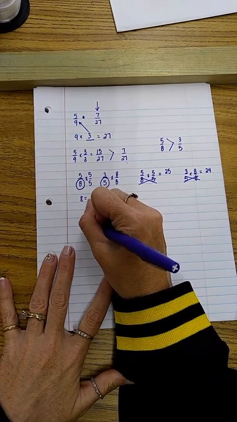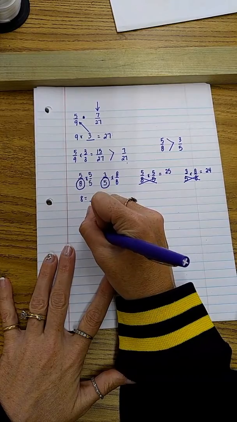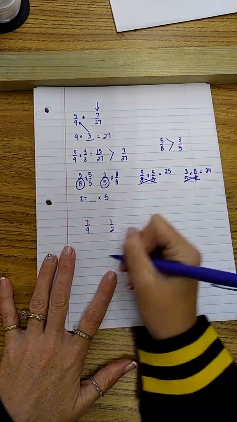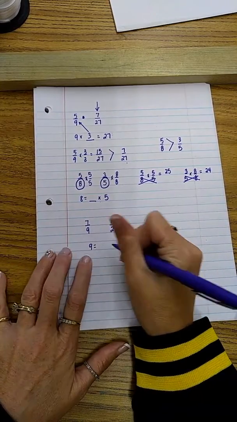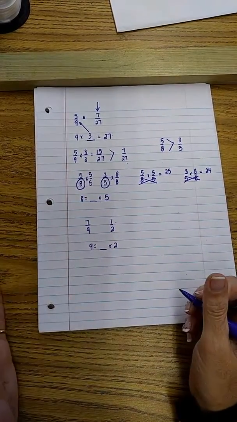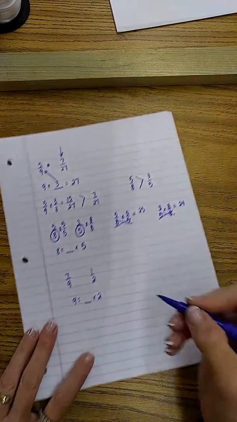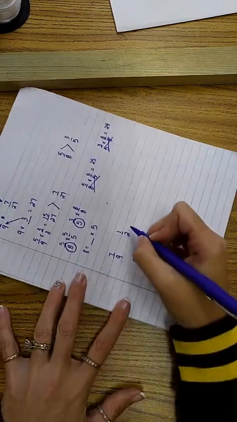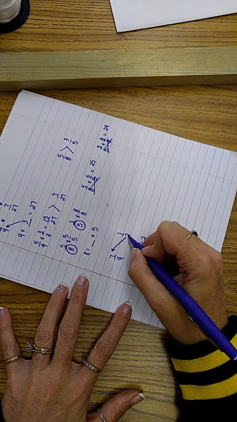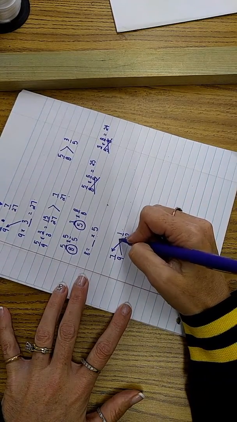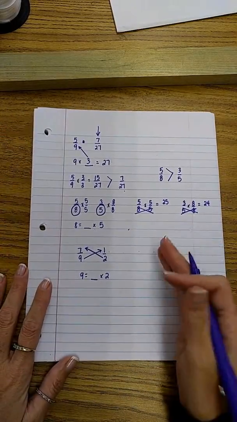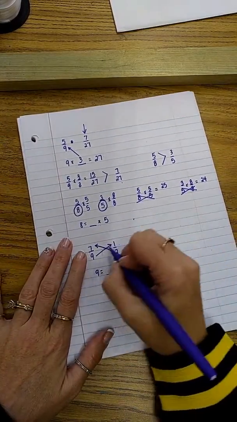7/9 and 1/2. Now, there is nothing that I could do. 9 equals blank times 2. There's nothing times 2 that equals 9. So that's not easy. So I'm going to multiply. And I just say multiply the opposite denominator times the numerator, the opposite denominator times the numerator. I don't need to worry about the denominators if I'm comparing fractions in this case.